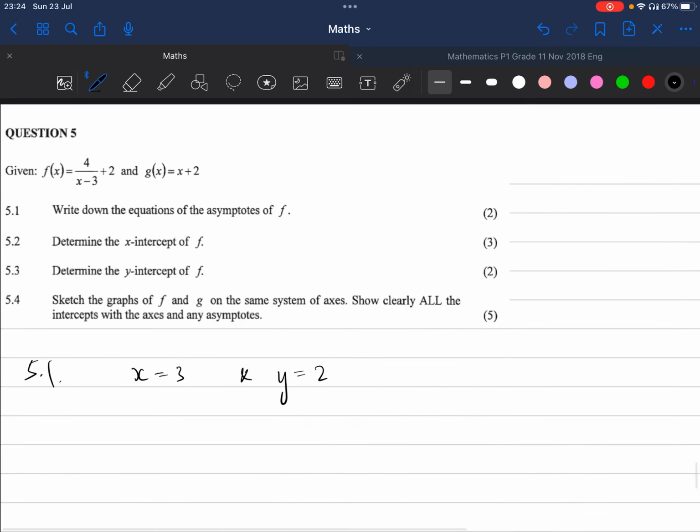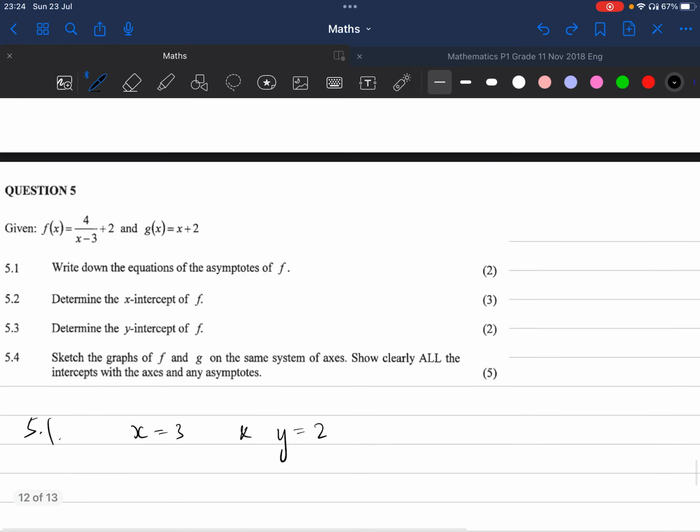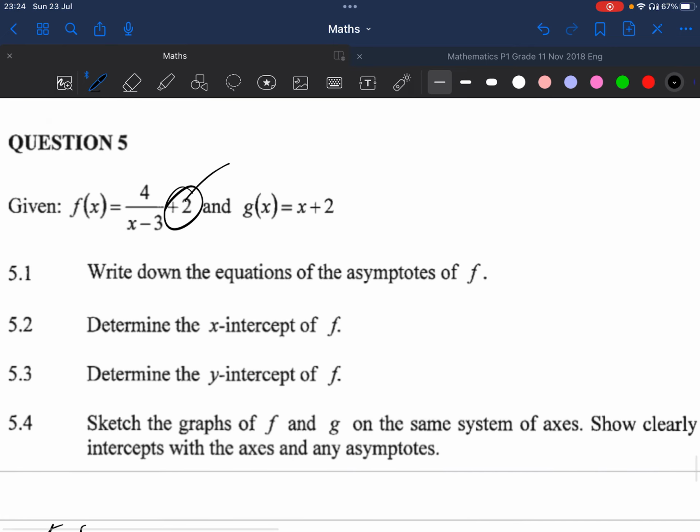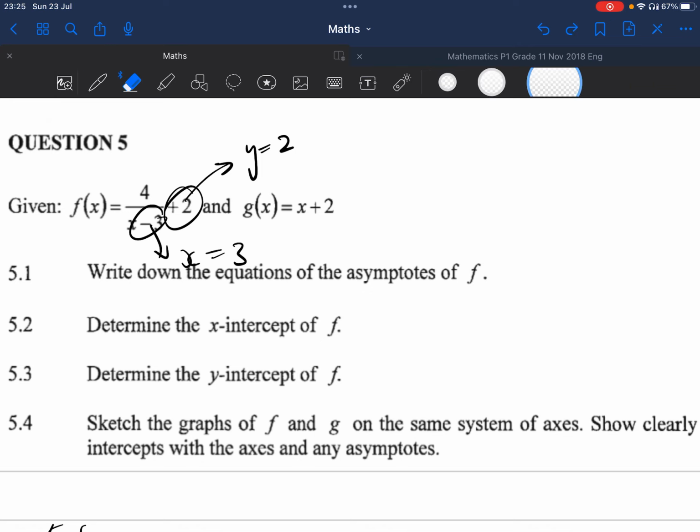Okay, and we'll see how that works when we sketch the graph here in 5.4. But for now, just know that this becomes the y asymptote, and this becomes the x asymptote. So you take whatever that is and you negate it. So if it is plus 3, it will become minus 3.